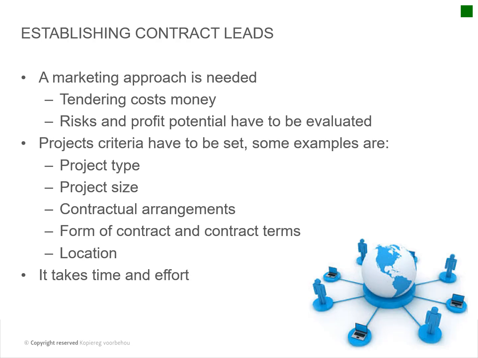So, establishing your contract lead. Cook and Williams just highlights a couple of things that you need to have a look at. You've got your marketing approach. How are you going to approach your marketing? While taking that into account, tendering costs money. Your tender documents usually entail buying the tender document from whoever sets out the tender. And then you have to assess the risks and profit potential on each project. Is the effort worthwhile putting in a tender, getting the tender documentation?